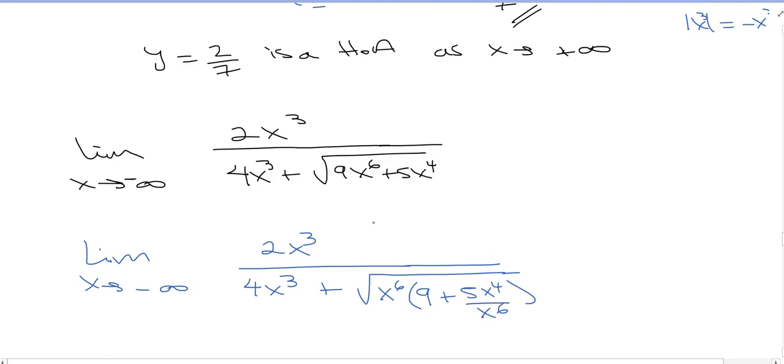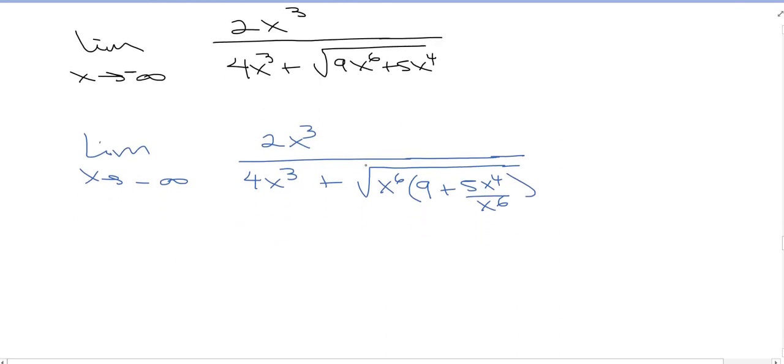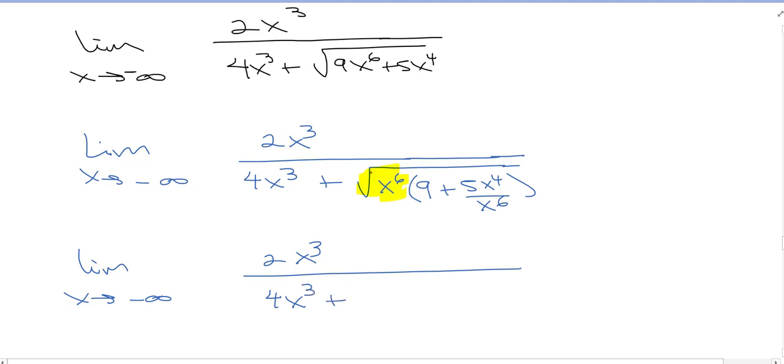So x to the 6 times 9, 9x to the 6. x to the 6 times 5x to the 4th over x to the 6. The x to the 6 will cancel, leaving me with just 5x to the 4th. And the reason that this might be more clear, hopefully, is that now I can see that I have that square root of x to the 6 here. So I can say this will be the limit as x goes to negative infinity of 2x cubed over 4x cubed plus now the square root of x to the 6 is the absolute value of x cubed times the square root of whatever's left inside the radical.